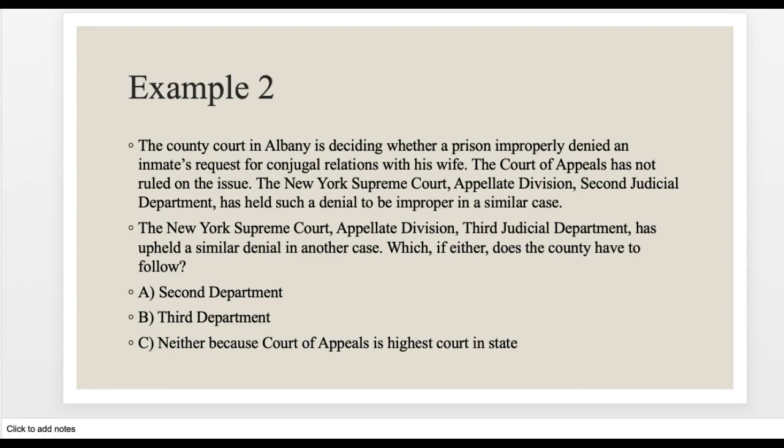Example 2. The county court in Albany is deciding whether a prison improperly denied an inmate's request for conjugal relations with his wife. The Court of Appeals has not ruled on the issue. The New York Supreme Court Appellate Division, Second Judicial Department, has held such a denial to be improper in a similar case. The New York Supreme Court Appellate Division, Third Judicial Department, has upheld a similar denial in another case. Which, if either, does the county have to follow? A, the Second Department, B, the Third Department, or C, neither, because the Court of Appeals is the highest court in the state.